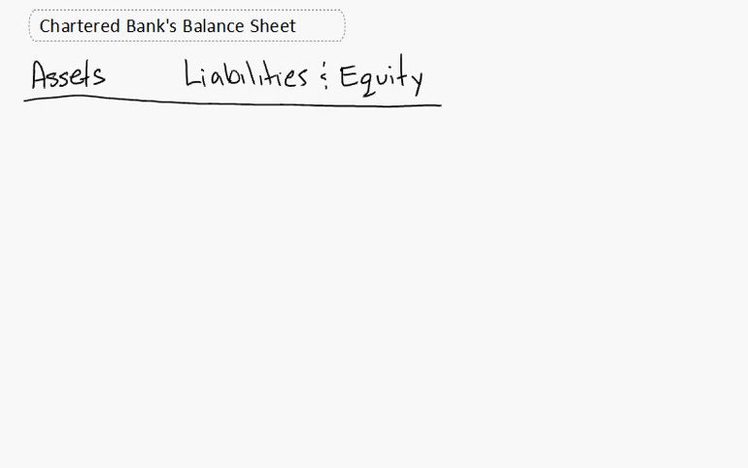Okay, so let's introduce the idea of using a balance sheet, looking at the chartered banks. So with all balance sheets, we've got two components. We've got assets, and liabilities and equity, and the key here is that the two must always equal. So let's go ahead and set up our bank.